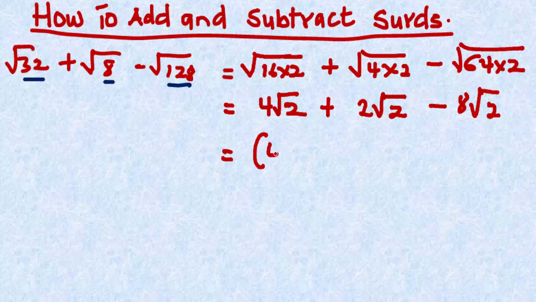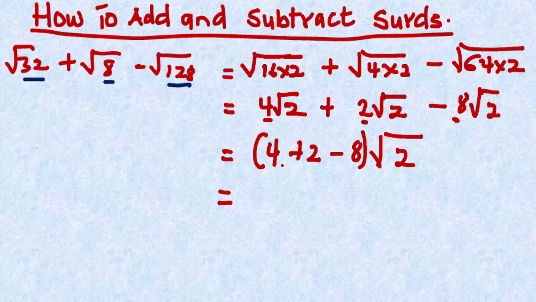We have 4 plus 2 then minus 8. Okay, then we multiply by the like surd. So 4 plus 2 gives us 6, 6 minus 8, we get negative 2, so negative 2 root 2. Okay, so it's very simple and straightforward.